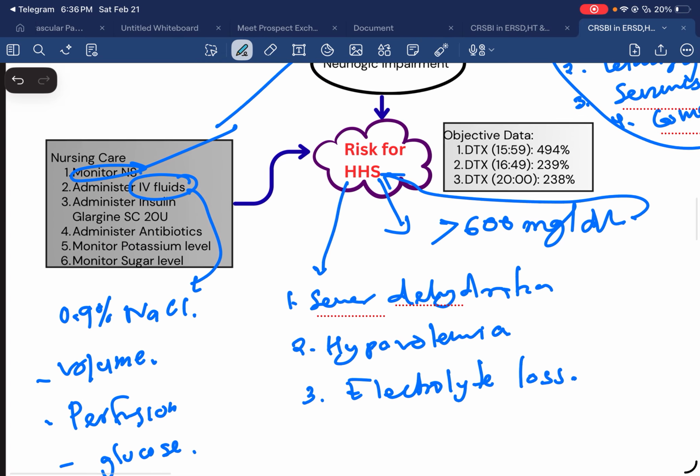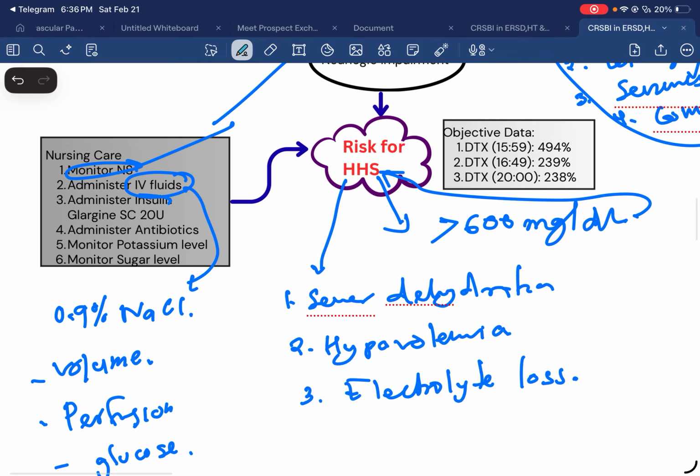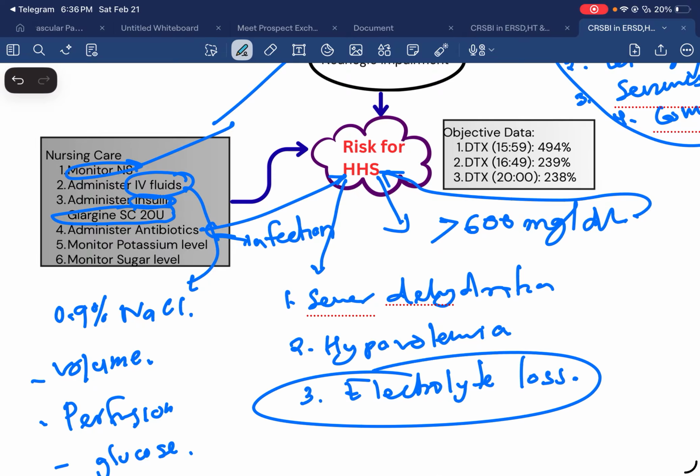After that, we will administer insulin glargine subcutaneous 20 units, and in HHS the patient will often have infection. Therefore, it is important to administer antibiotics. Since there is loss in electrolytes, it is important to monitor potassium and sodium.